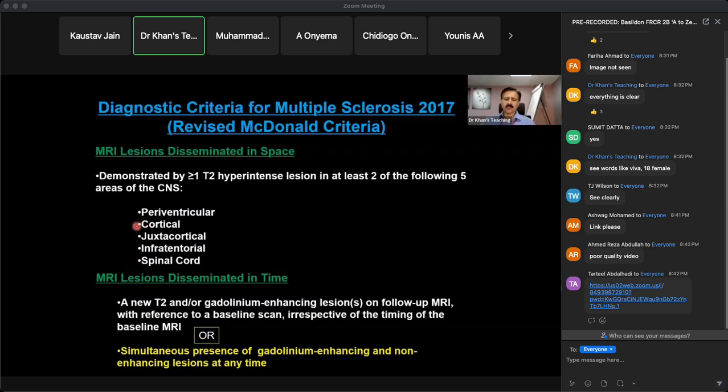Cortical is very interesting. People don't realize that, though it's a white matter disease, please remember it can also involve the gray matter. So now involvement of cortex has been included in the criteria, and this only happened in 2017. So these are the 5 lesion sites.